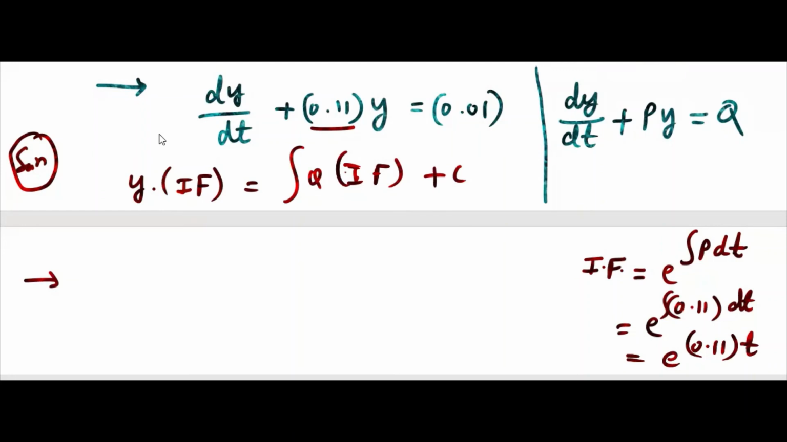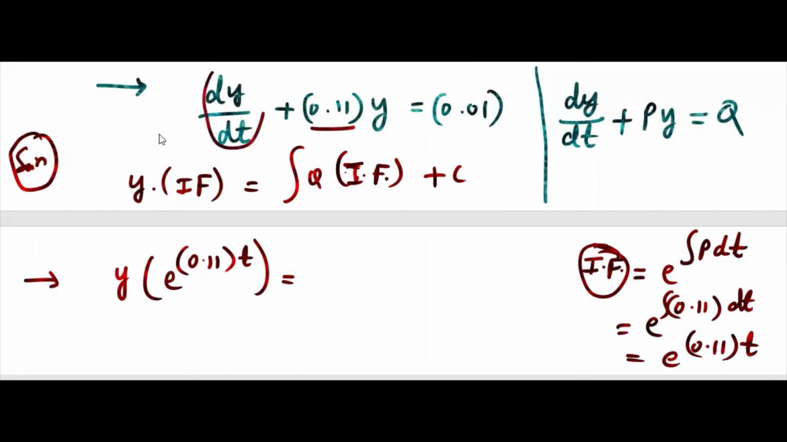So let me write y multiplied by IF. IF is e power 0.11 t. This is IF called integrating factor. We'll use only this method, so we'll not discuss more about this. Even if you are not from math background, not required, just remember this formula. Every time you get this way, y separately, and then dy by dx some coefficient. Then q is the right hand side, 0.01, and you have to integrate once more.